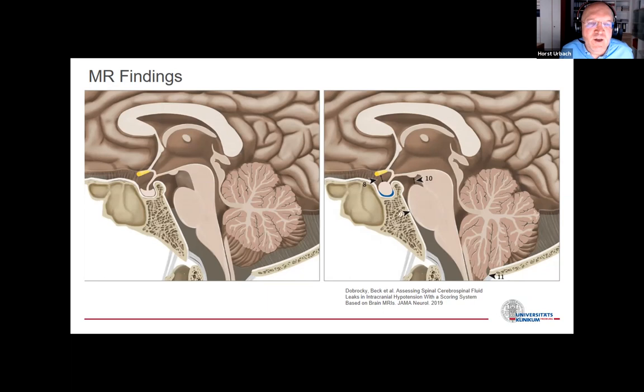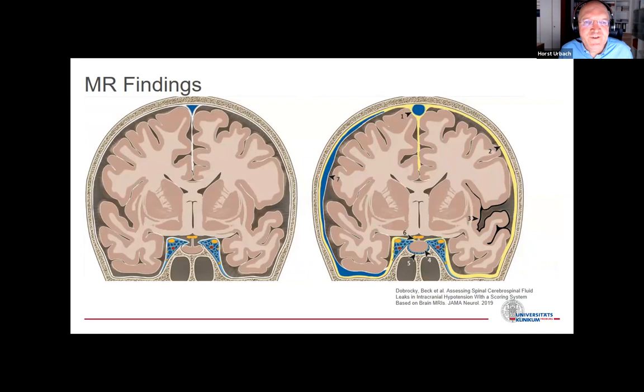Our next slide shows you the same findings on a coronal view. Here, the suprasellar sinus has, in the normal condition, a triangular shape. And if you compare it to the patient with SIH, you see it has a round shape with a volume plus.